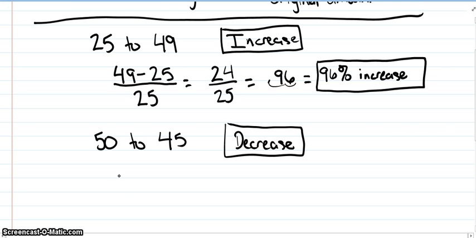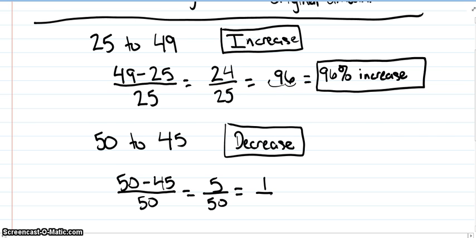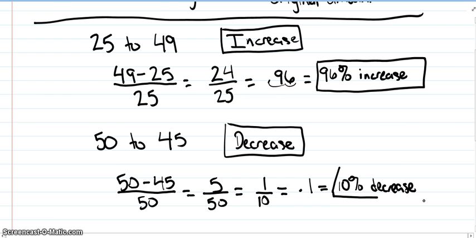Now we can start working. 50 minus 45. What was our original? It was 50 because we went from 50 to 45. We'll subtract 5 over 50, which is 1 over 10 if we reduce that, and that is just 10%. But if you want to divide it, you'd get 0.1, which is 10%. And was it an increase or decrease? It was a decrease. And that is our answer.